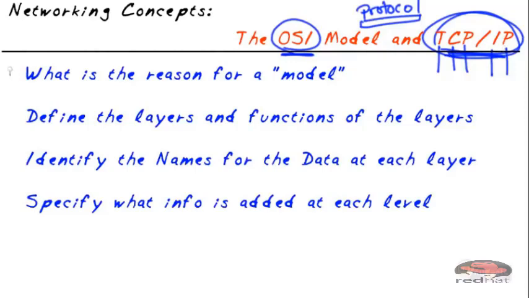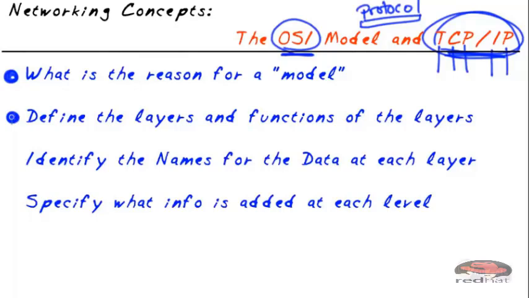So we're going to start off our discussion with what exactly is the reason for a model. The reason right here is simply to understand the process, to understand how the network functions. So that's the purpose for it. We're going to take a look at each of the layers of the model.